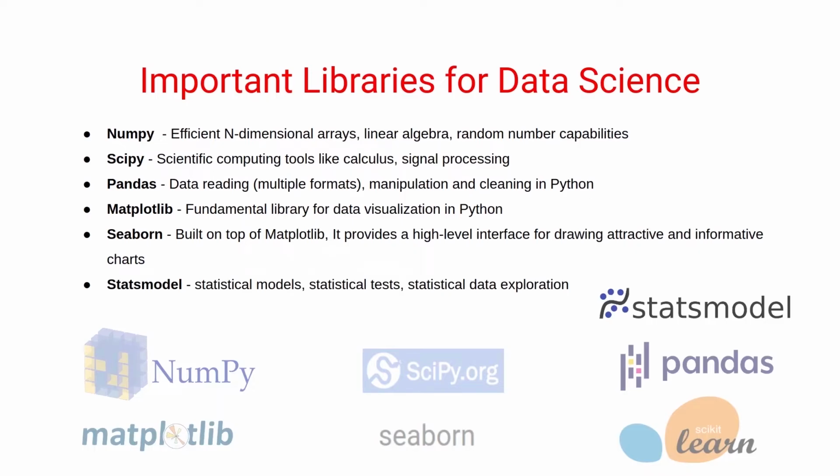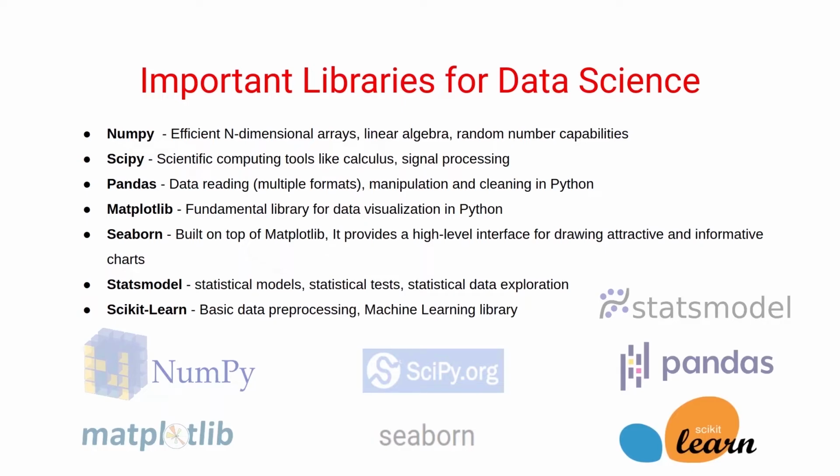The next library is Statsmodels. As the name suggests, this library lets you create statistical models like, for example, regression, and you can conduct statistical tests like t-test, ANOVA, and statistical data exploration. Last but not the least, the next library is Scikit-learn. Scikit-learn is a library that is essentially used for performing machine learning modeling in Python. Apart from machine learning modeling, it also has certain functions that let you perform data pre-processing. So these are the 7 important libraries that you need in order to perform any data science task in Python.